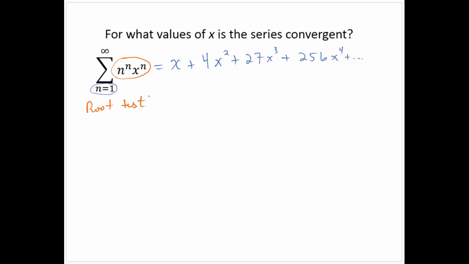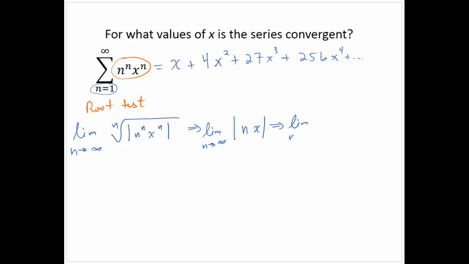So applying the root test, I'll take the limit with n approaching infinity of the nth root of the absolute value of n to the n, x to the n. And so then that would become the limit with n approaching infinity. Now n is a positive number. x is not necessarily positive. x can be positive or negative. All right, so this ends up giving us the absolute value of the nth root of n to the n and x to the n, which would give us the absolute value of nx.